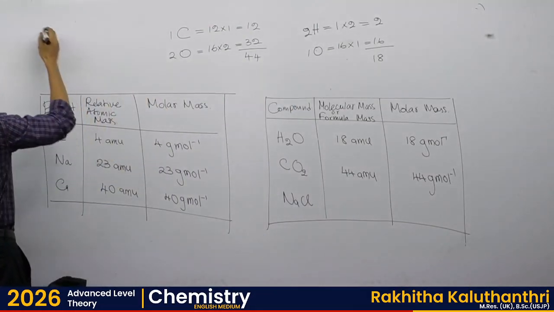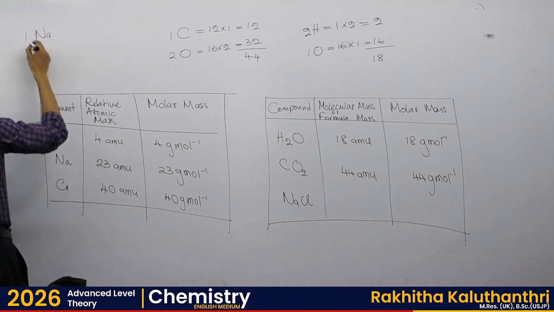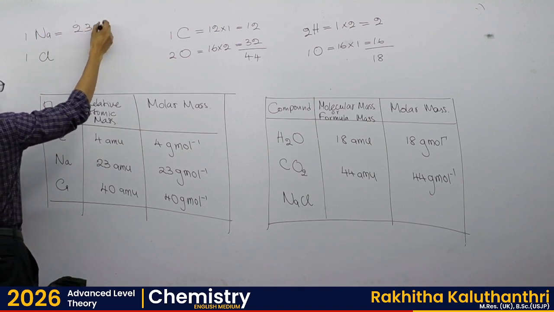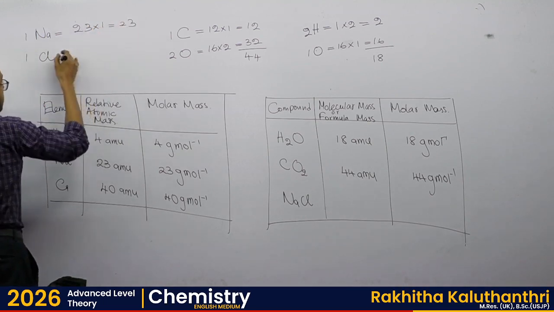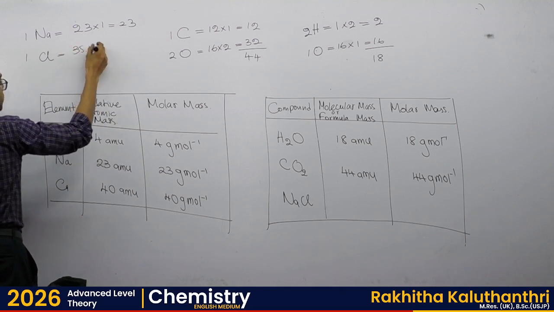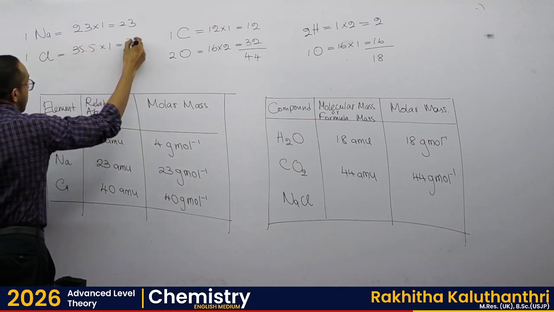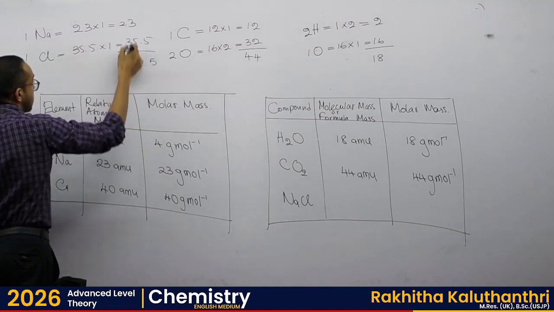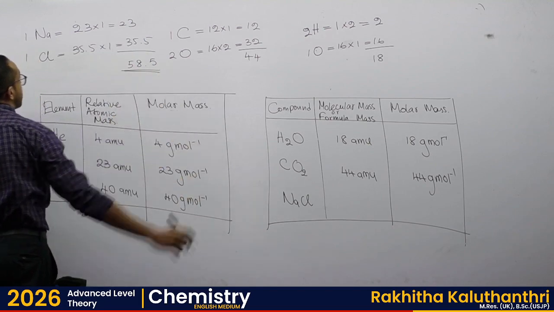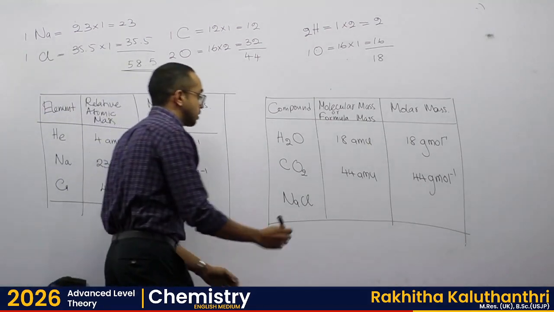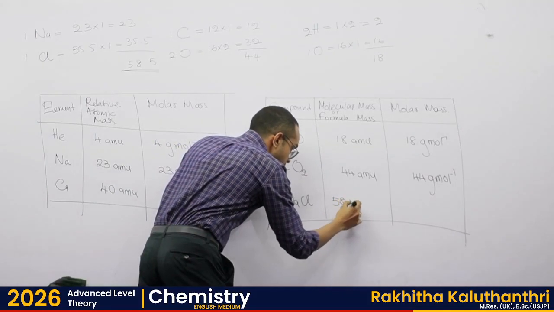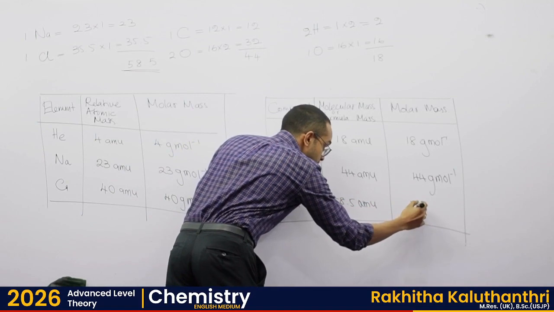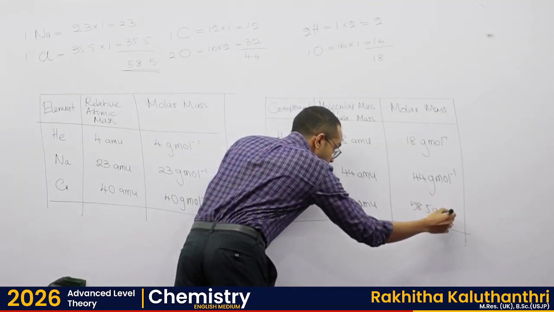We will do the sodium chloride one as well for your reference. There is 1 sodium and 1 chlorine. 1 sodium is 23. Chlorine is 35.5. There's only one of it. So 35.5. So 0.5 comes here. 8. Right, 58.5. So this is 58.5 AMU. So this is 58.5 grams per mole.